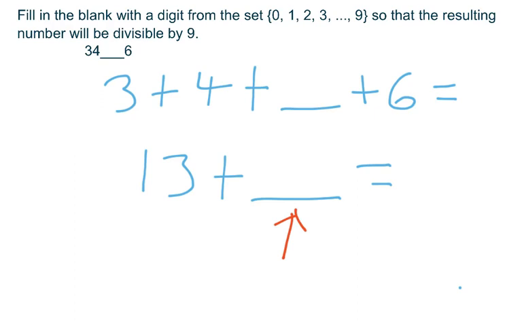So I think for a minute about what numbers are divisible by 9 and see if I can get one of those. 9 is divisible by 9, but I can't add something to 13 that's positive at least and get a 9. 18 is divisible by 9. So if I can find something to put in that blank that would give me a sum of 18, that would be a digit that would work. And it looks to me like that digit needs to be a 5. So the number that goes in the blank is a 5.